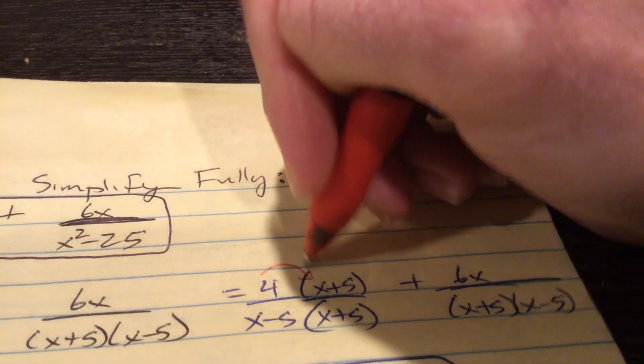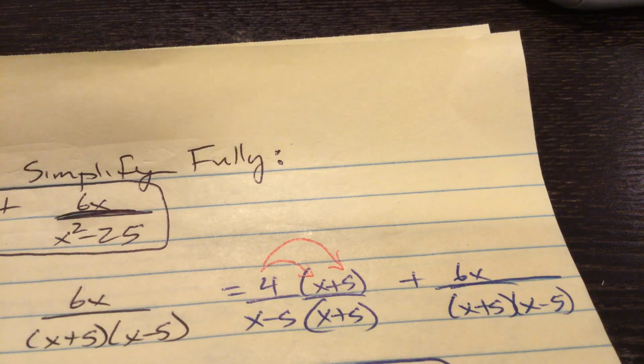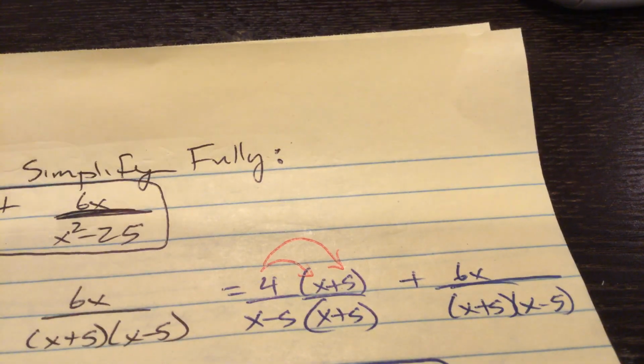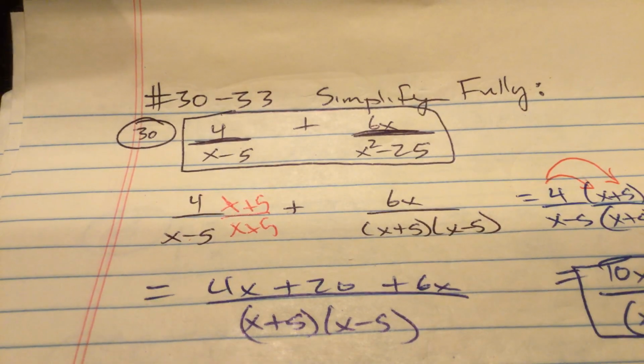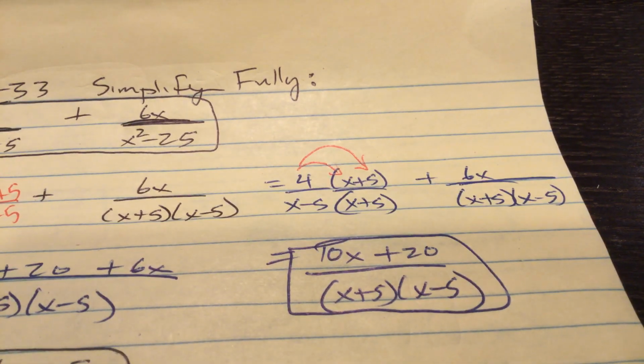I'm going to do a little distribution, and that's going to be 4x plus 20. I will add that to the 6x and put it all over the same denominator of x plus 5, x minus 5. That gives me 10x plus 20 over x plus 5, x minus 5. There we go.